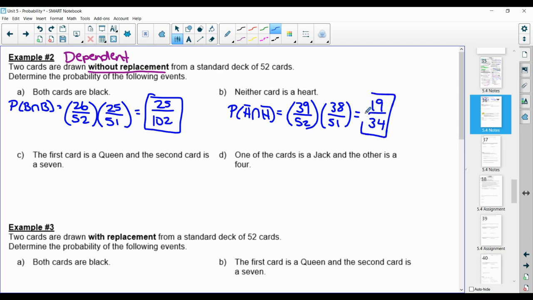Now, at any time as we're going through these examples, I'm going to be giving you quite a few examples. Feel free to pause the video and try some of these on your own, and then come back and check your answers.